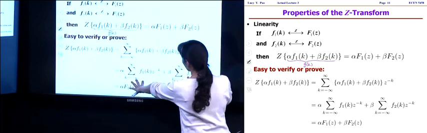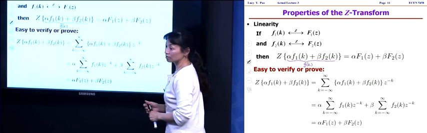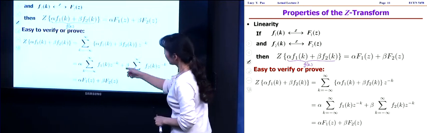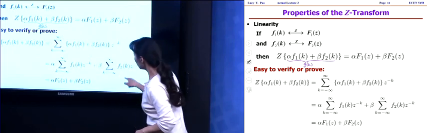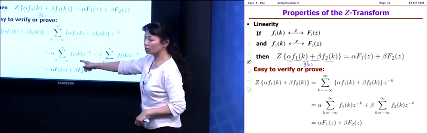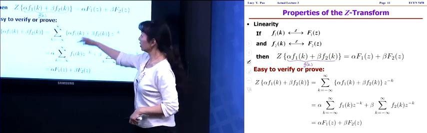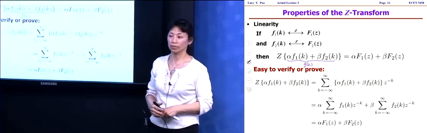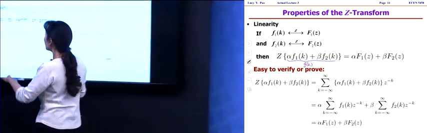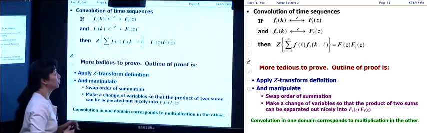So then you can separate things out. Then, of course, you can pull the alpha out of this sum since it doesn't depend on k, and pull the beta out of this sum since it doesn't depend on k. Then these individual sums are, by definition, cap F1 of z and cap F2 of z. So that proves that the linearity property holds. It's pretty easy to see here, and it's the same kind of idea in proving all the properties.